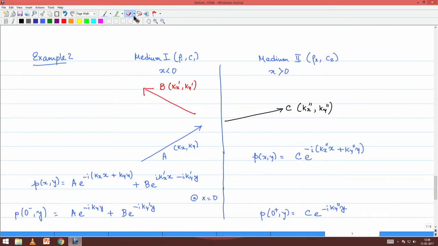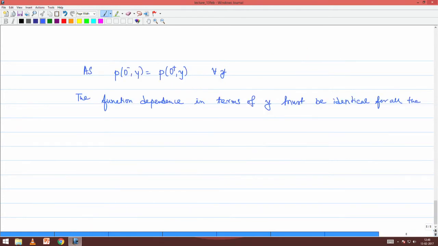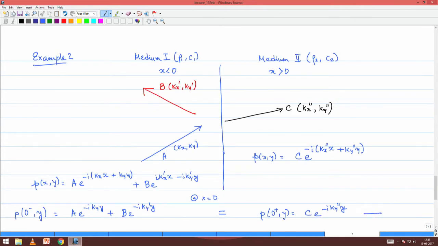So, these two conditions must be equal, which means the functional dependence of these two functions that I have written in terms of y must be identical. That is what I meant by saying the functional dependence in terms of y must be identical in equation star, and this is my equation star. There can't be any different functional dependence.